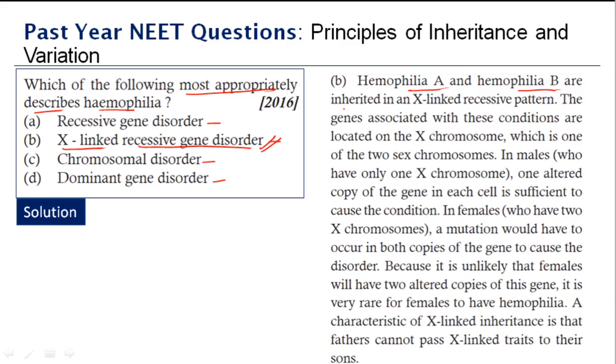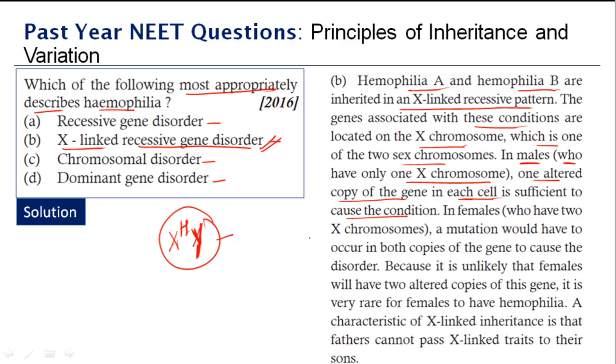Hemophilia A and hemophilia B are inherited in an X-linked recessive pattern. The genes associated with these conditions are located on the X chromosome, which is one of the 2 sex chromosomes. In males who have only one X chromosome, one altered copy of the gene in each cell is sufficient to cause the condition. So in males, only one copy is enough to cause hemophilia, because this is an X-linked disease.